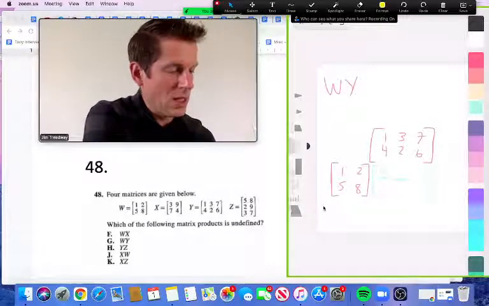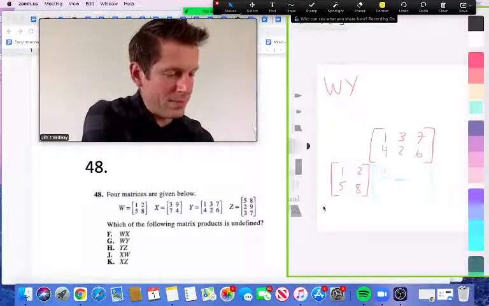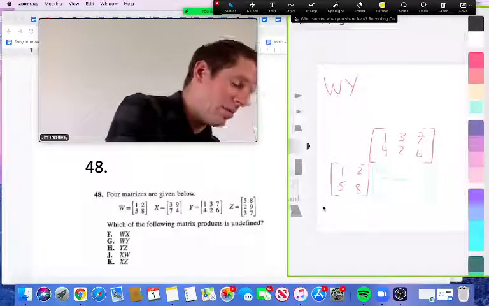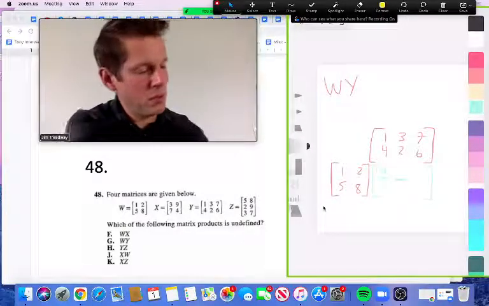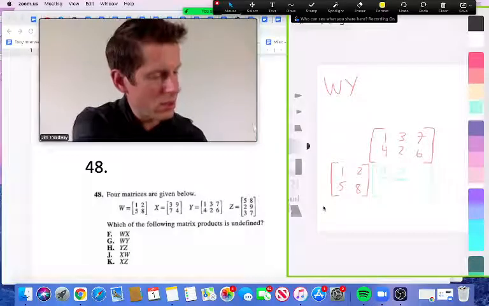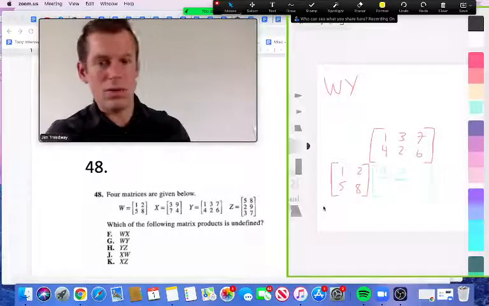Okay. Multiply the outer numbers, 1 and 3, plus the product of the inner numbers, 2 and 2. So 3 plus 4 is 7. And this is how you go through that whole matrix.